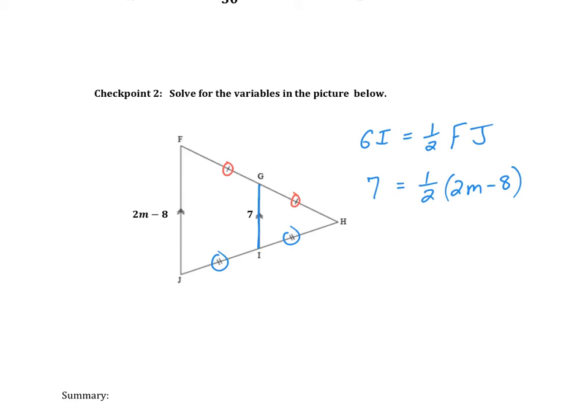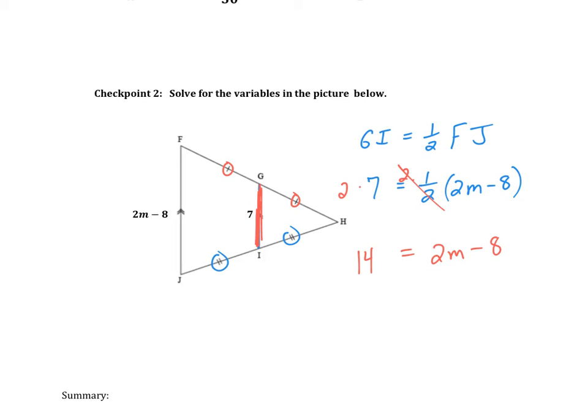So 7 equals 1/2 times 2m minus 8. So we want to solve this to make these equal to each other. See, then we'll go with red now. To make this equal to the bigger side, you would have to double it. So we're actually going to go times 2 on both sides, because times 2 will cancel out the 1/2. So 2 times 7 is 14. 14 equals 2m minus 8.